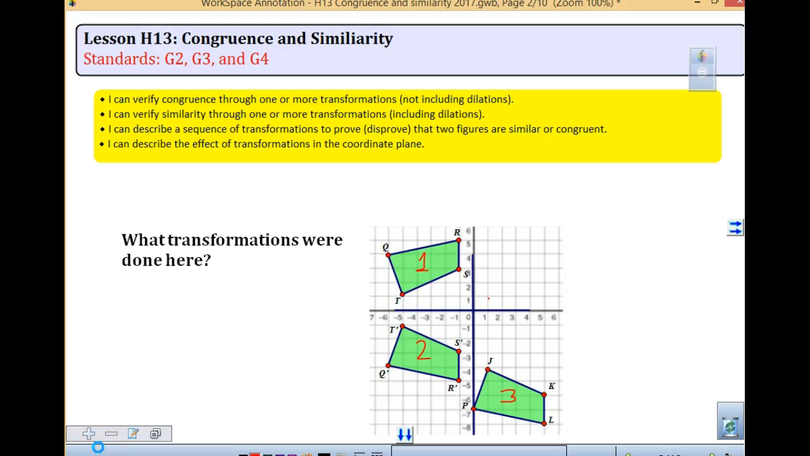So figures 1, 2, and 3. And I want you to think, what transformation is going from 1 to 2 to 3? And what you're going to be asked to do is give that pattern. So, taking a look, numbering them 1 to 2 to 3. Callie, from 1 to 2, what do you think?